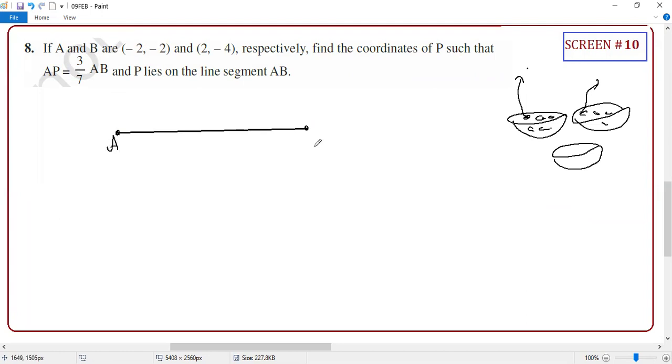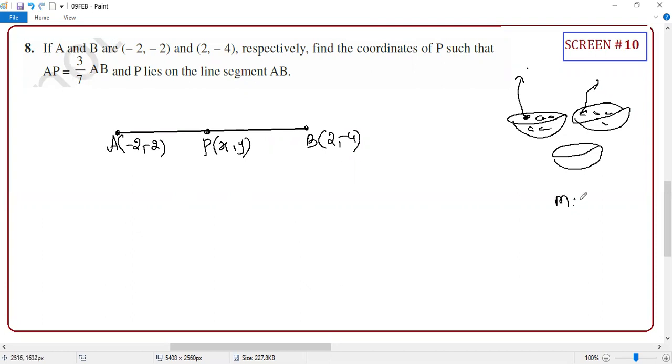A and B are two points. A is (-2, -2), and B is (2, -4). Now a point P lies here. Same problem, you need to find the coordinates of P. As usual, if the point is asked, they have to give the ratio. They are giving 3/7.